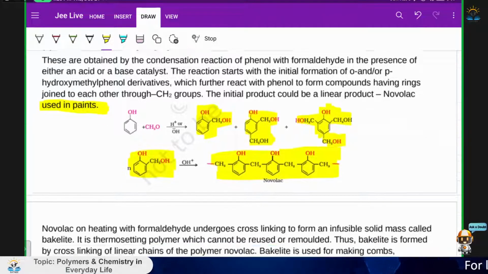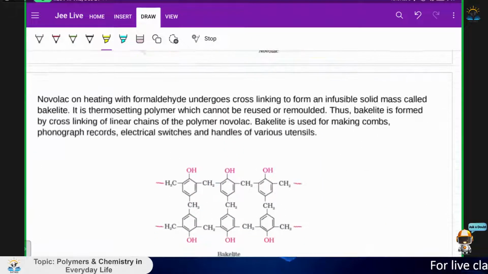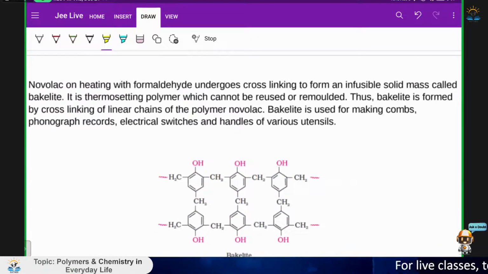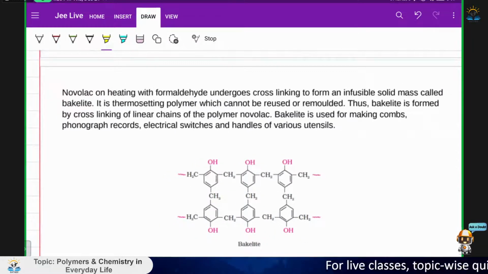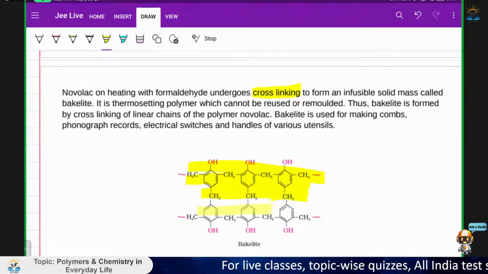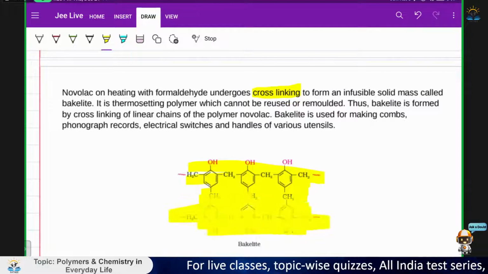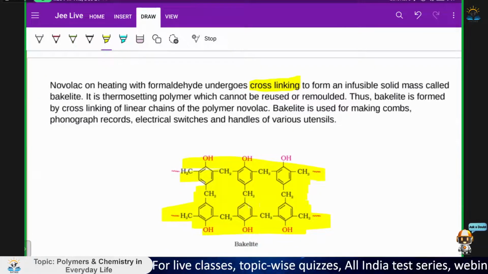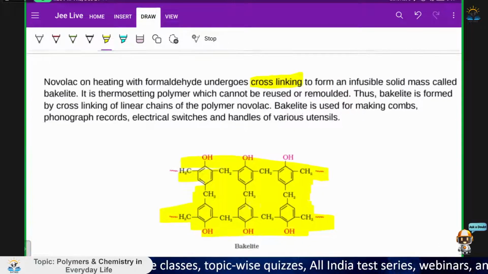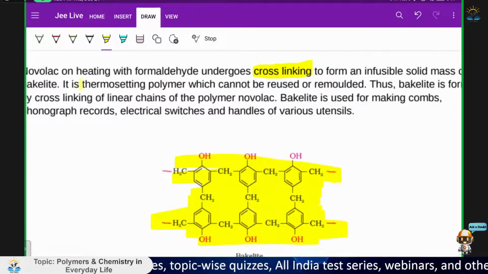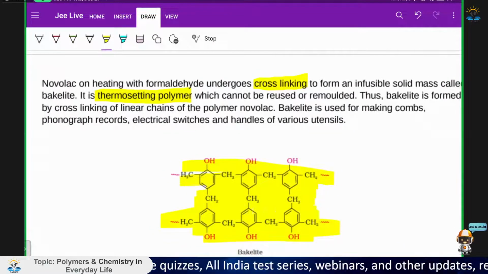Now, our next: Novolac heated with formaldehyde undergoes cross-linking. So when we heat Novolac with formaldehyde, it undergoes cross-linking. You will get a structure like this. It's called bakelite. It's a thermosetting polymer, which means it does not get soft on heating. So it cannot be reused or remolded.